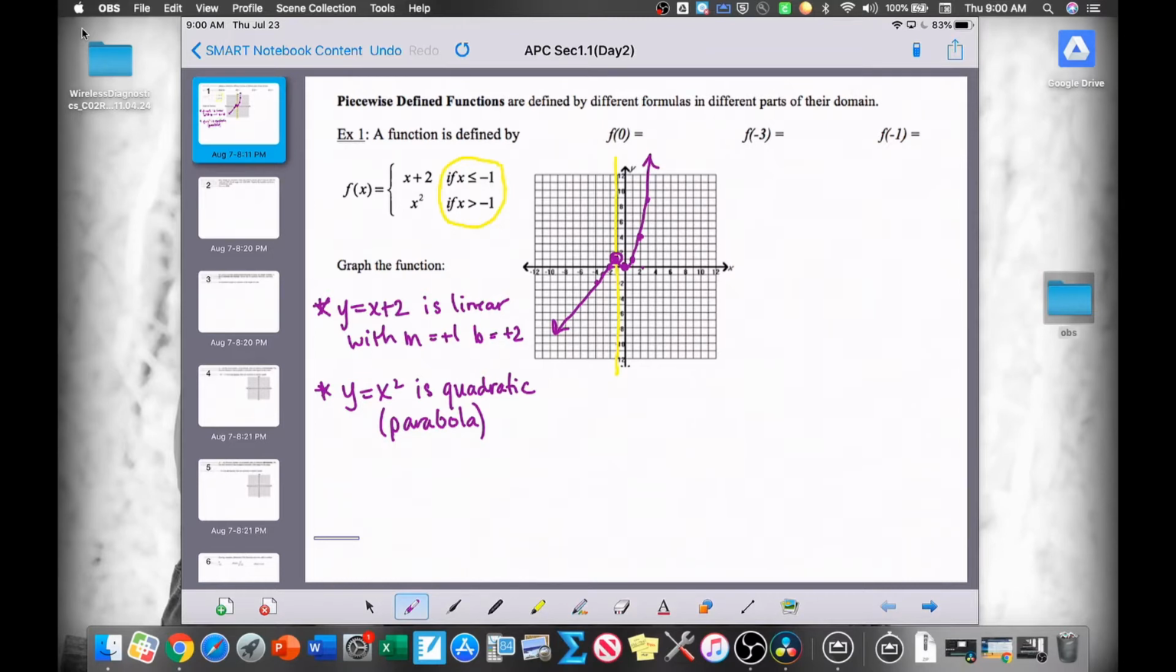Okay, so I've got my graph completed here. And now I can answer the questions above, which are asking me what is f of 0, what is f of -3, what is f of -1. So I could do this two ways.